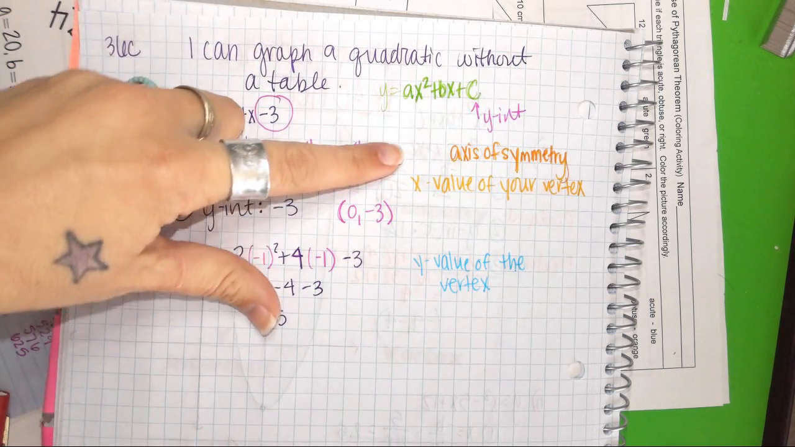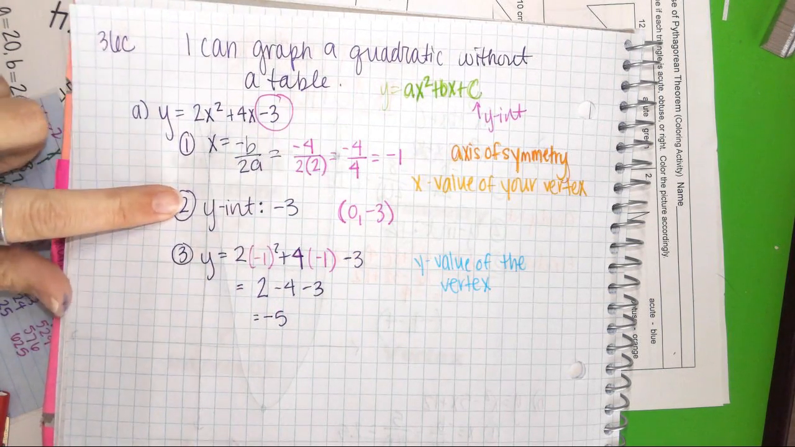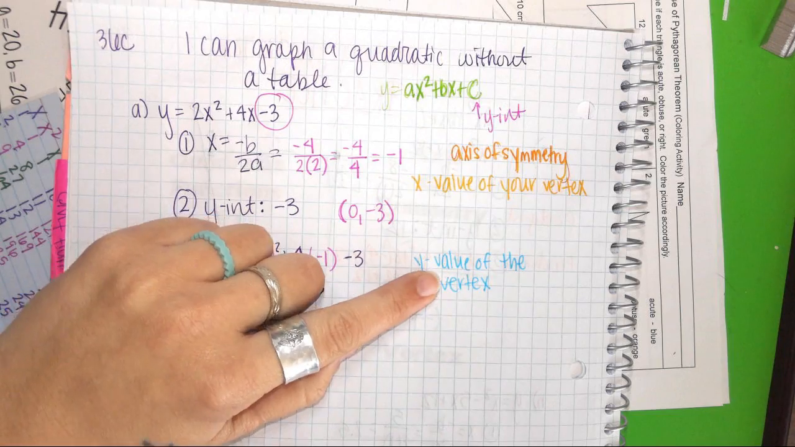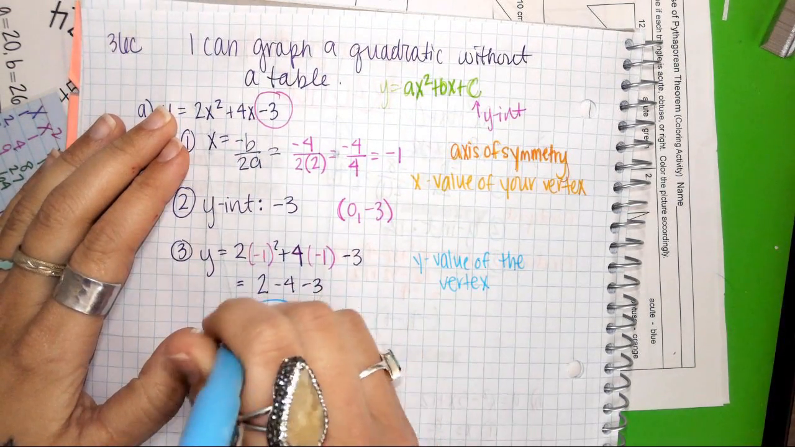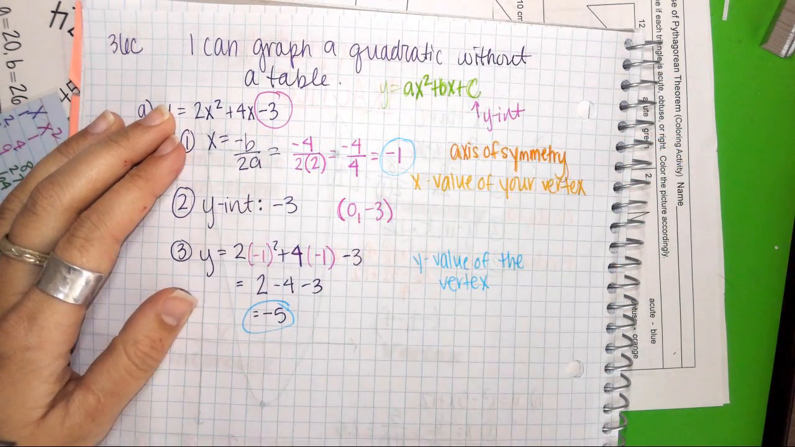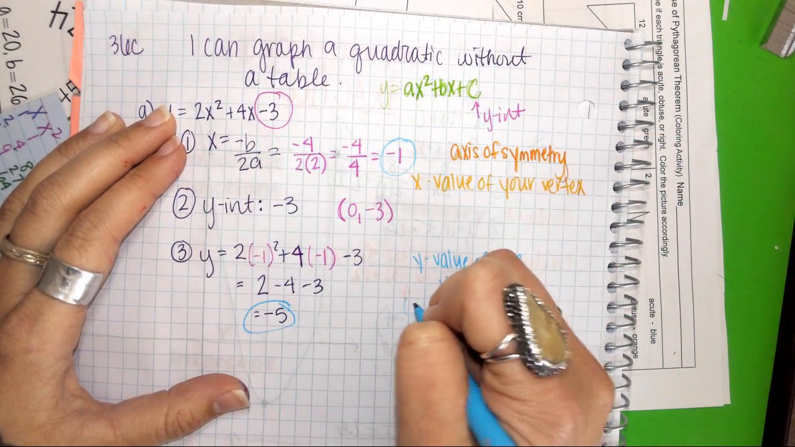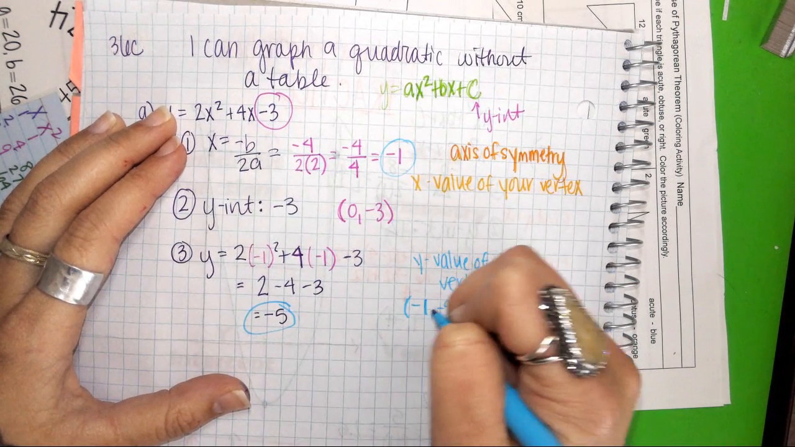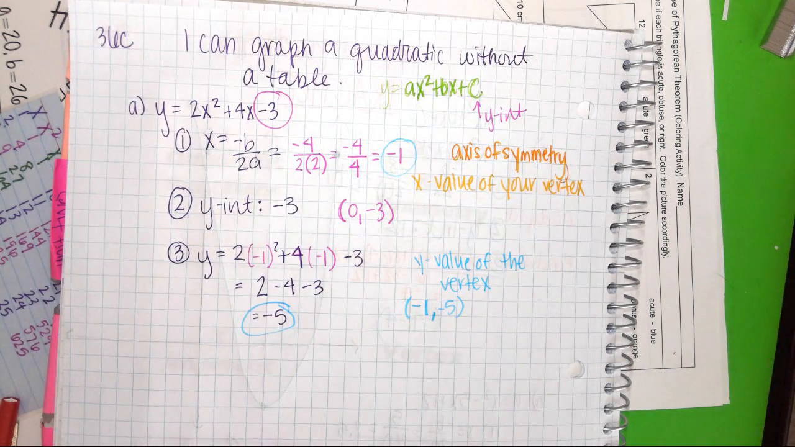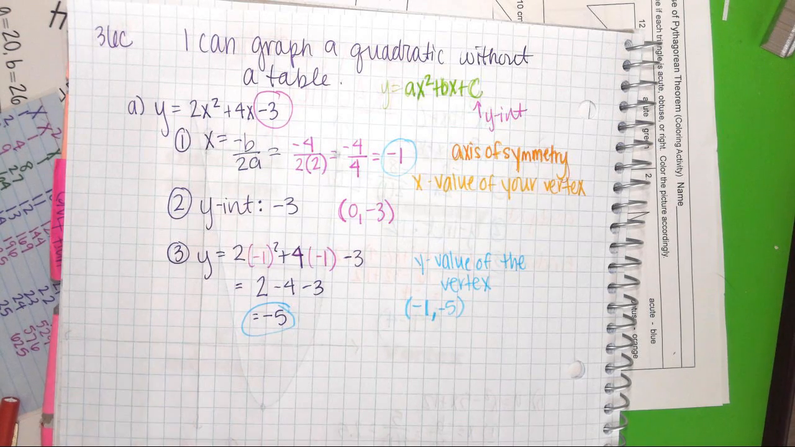So we found the x value of our vertex here. We found our y-intercept, and now we found the y value of our vertex. So we're going to put these two together, right here and right here, and we're going to make a point. So it's -1, -5. That's our vertex. Now, do we have everything we need to graph? We do. So let's graph.